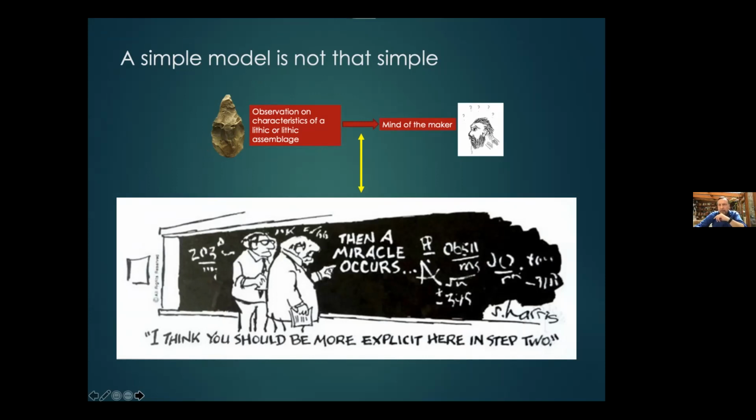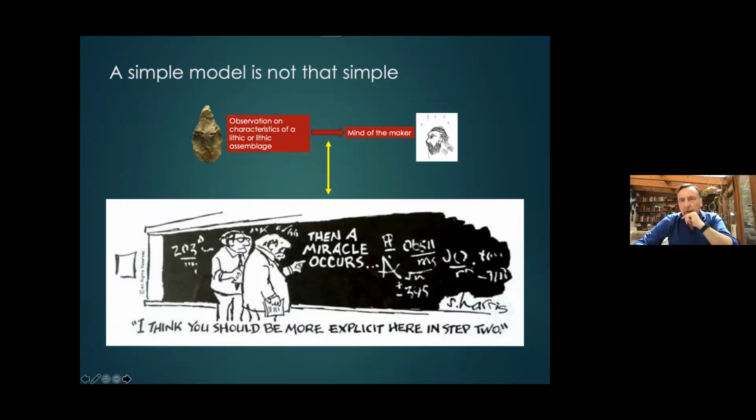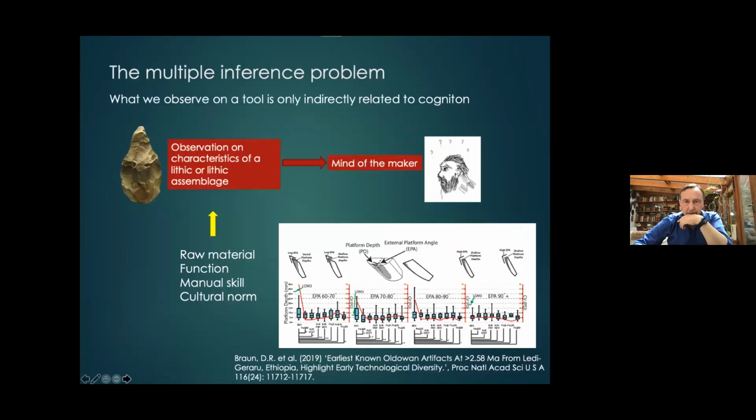But part of the problem is that the cognition that we're after at the end, and we might be after other things, but for the sake of this talk, it's cognition that we're focusing on, is not necessarily that directly related to the stone tools. So if we just take that simple model, we can start to think of how there are a whole bunch of other things. So we've got raw material, we have function, manual skill, and cultural norm. So when we observe a particular stone tool or an assemblage of stone tools, it's not always clear that cognition has necessarily very much to do with it.